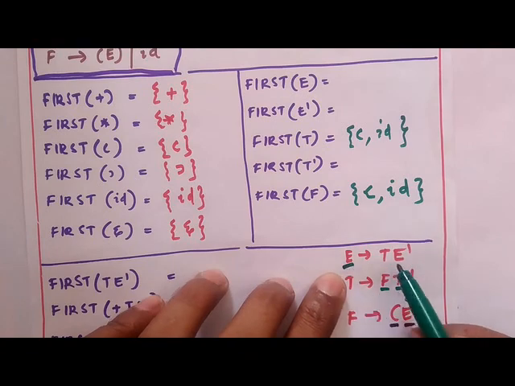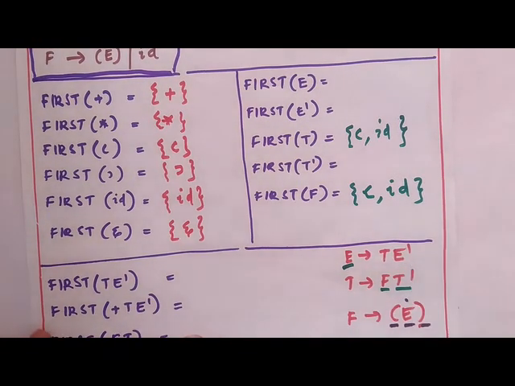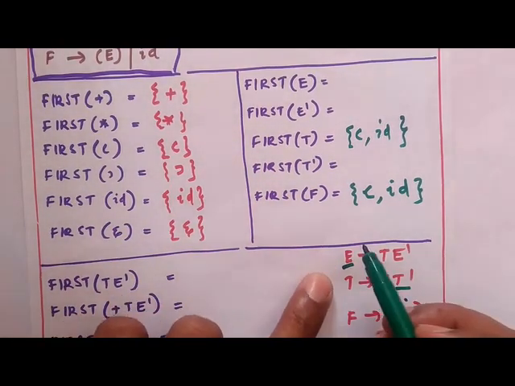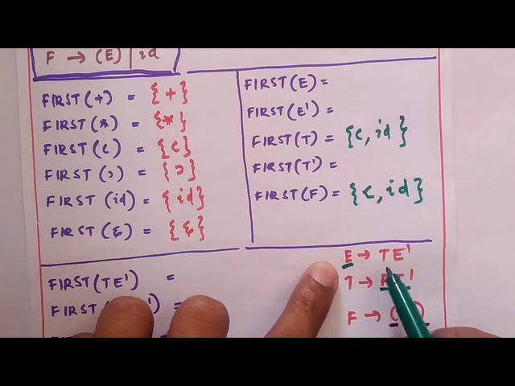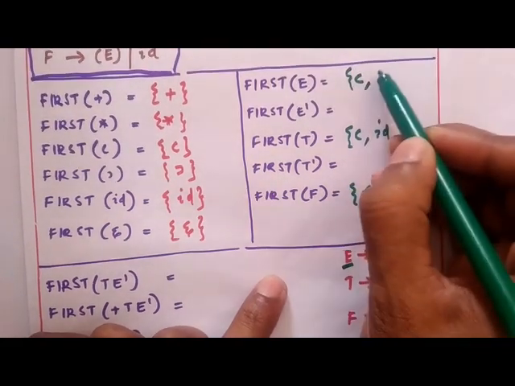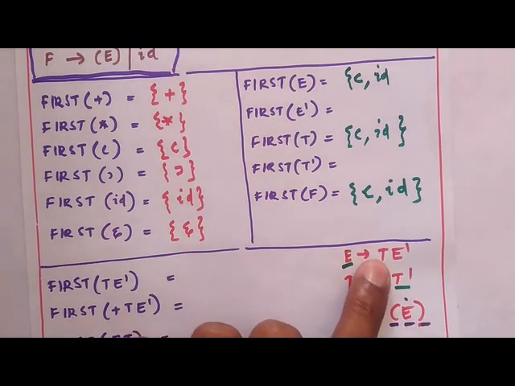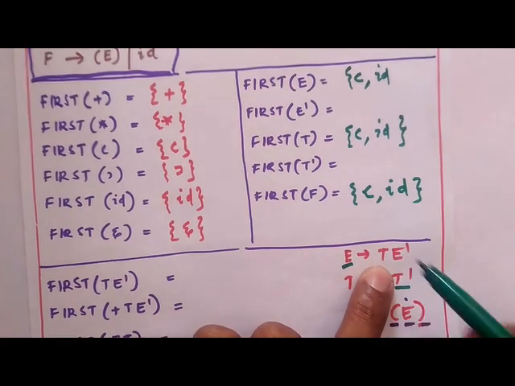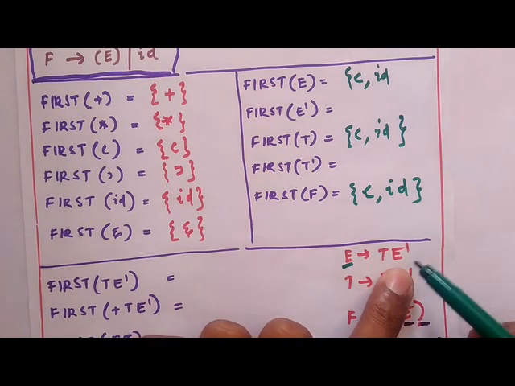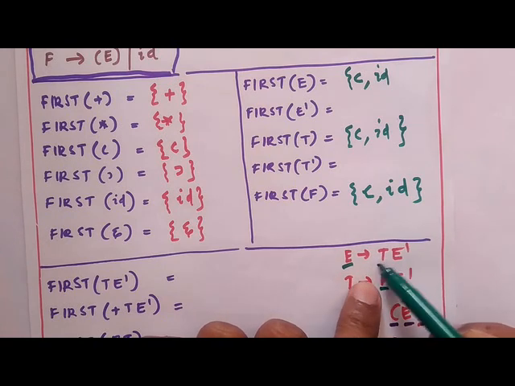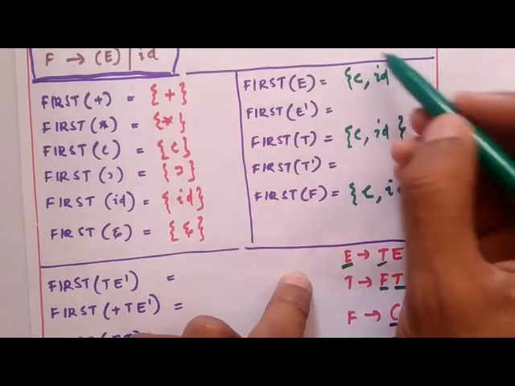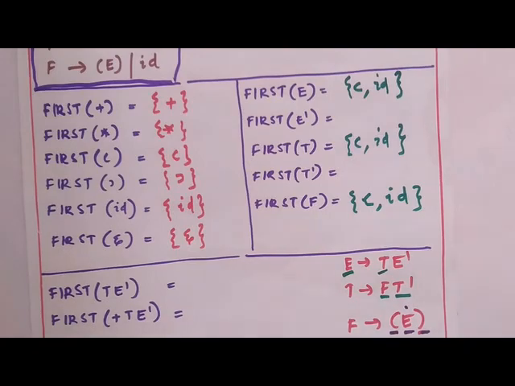Computing first of E, we need to compute first of T as well as first of E dash. We already computed first of T: left bracket and ID. Then as per our rule, first of E contains everything in first of T except epsilon. So here I will write left bracket and ID, except epsilon. And we need to compute first of E dash only when first of T contains epsilon. But first of T contains no epsilon, so no need to compute first of E dash. So first of E contains only left bracket and ID. Okay, so that is finished.